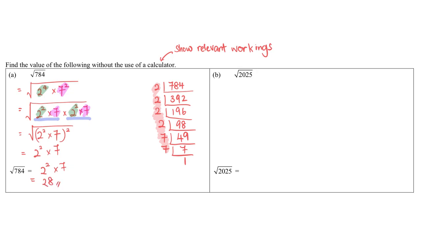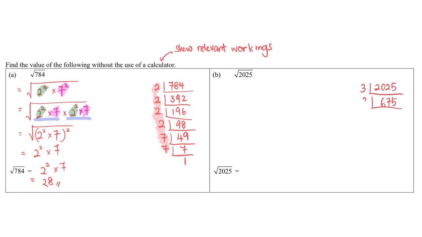So I'm going to repeat this to find the root of 2025. So again, you will see me writing this down because I will want to find the prime factorization of 2025. I try to divide by 3. Yes, I could. And this gives me a value of 675.